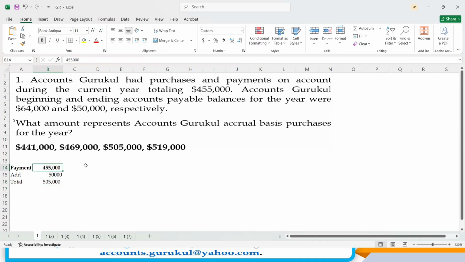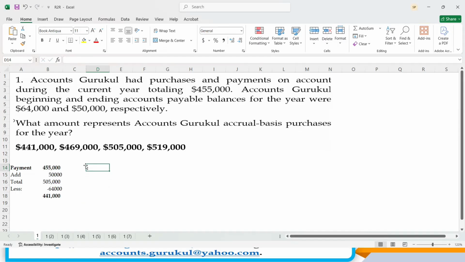From this total, the opening balance of 64,000 was paid during the year, so what we have to do is less that beginning balance of 64,000. Now, how much is the total purchase during the year? It's 441,000. That's going to be the total purchase during the year as per the accrual concept of accounting.